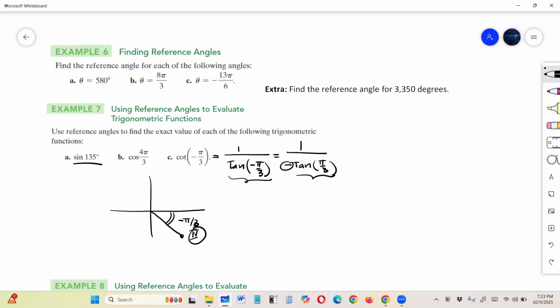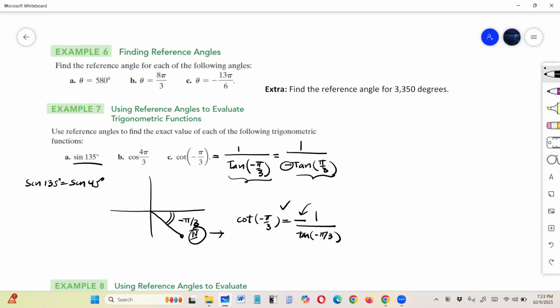So in the first case here that we saw that sine of 135 was equal to sine of 45, in this case, cotangent of negative pi over 3 is equal to minus 1 over tangent of pi over 3. So you must know this, okay? You must know that tangent on the fourth quadrant is negative.